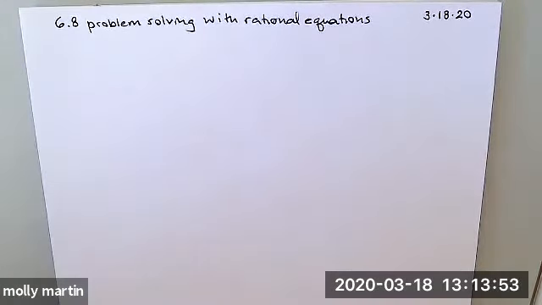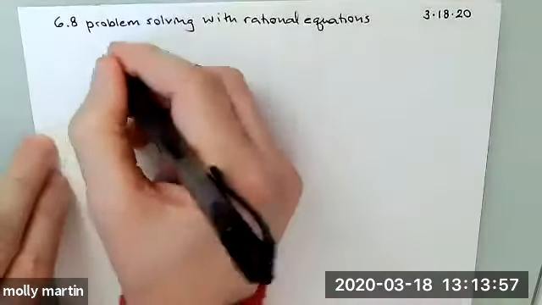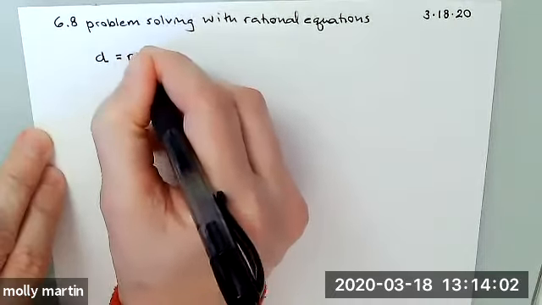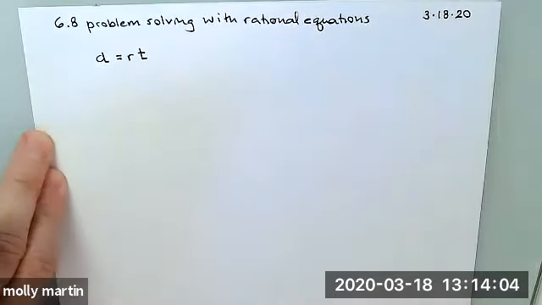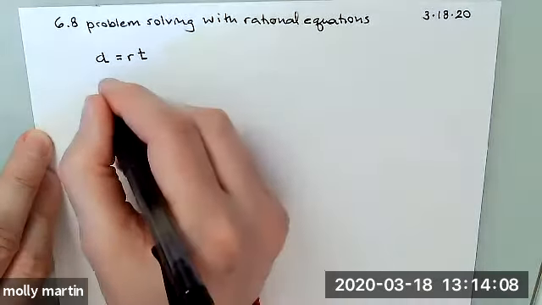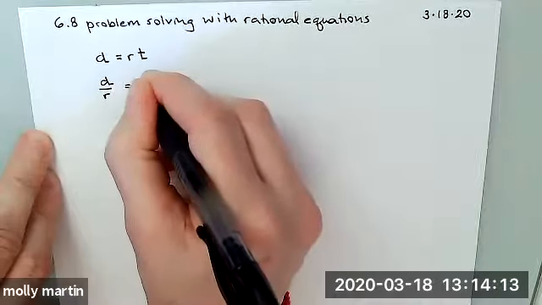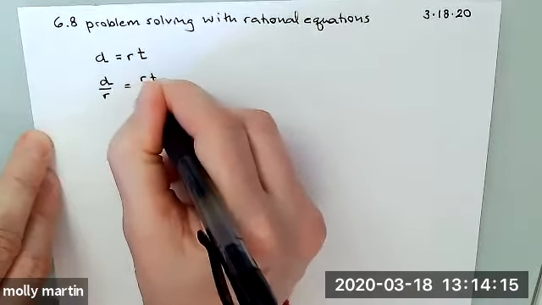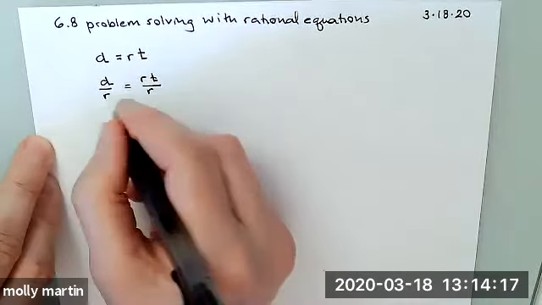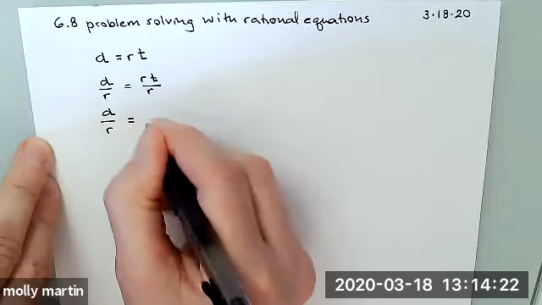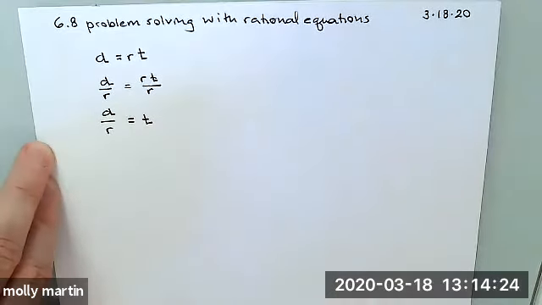Solving problems with rational equations. All right, we have the distance is equal to rate times time equation. If we divide both sides by the rate, then we have that the distance divided by the rate is equal to the time.